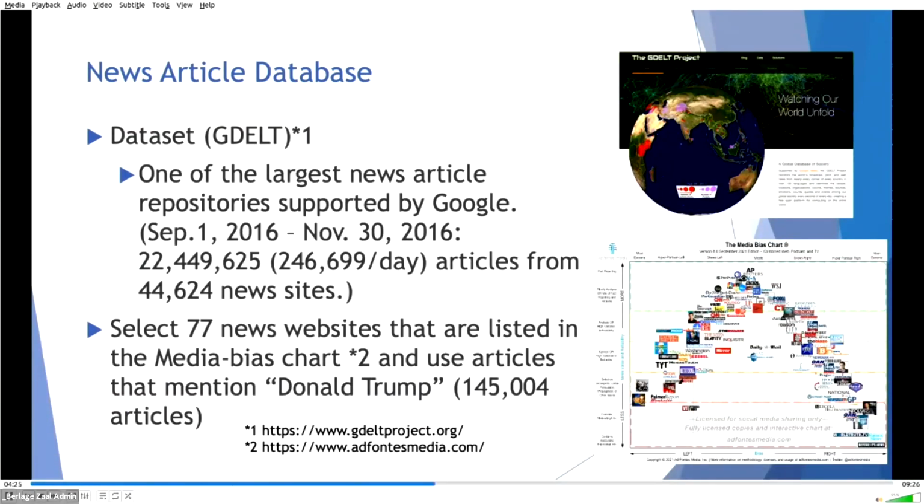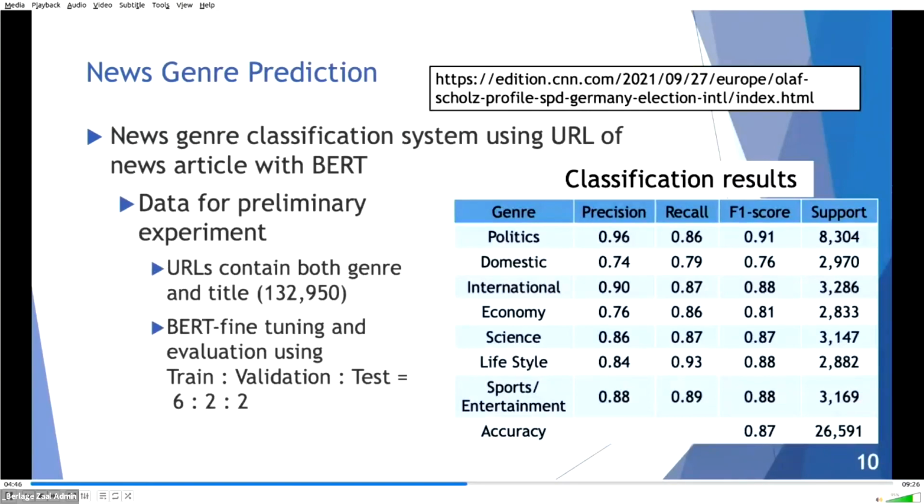For the news article database, we use GDELT, which is one of the largest news article repositories supported by Google. We pick news websites that are listed in the media bias chart and use articles that mention Donald Trump for the 2016 presidential campaign. Among those websites, some are already classified with news genres. For such websites, we use mapping rules of news genres.